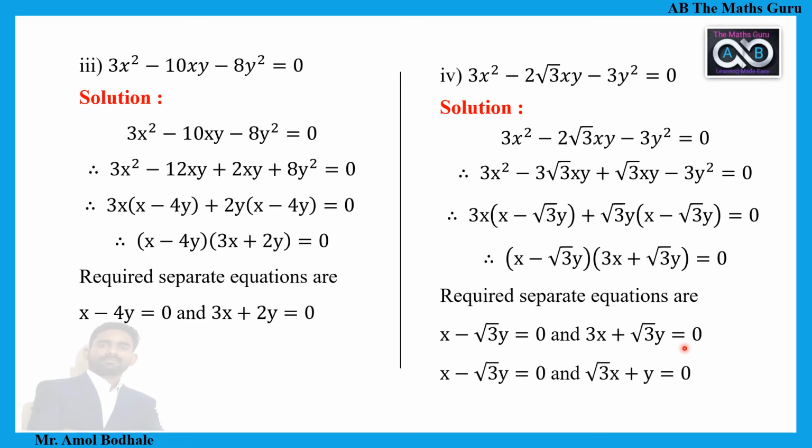Let's see. Here, if we multiply by root 3 to the whole expression, or if we divide by root 3 to the whole expression, we get root 3x plus y equal to 0.